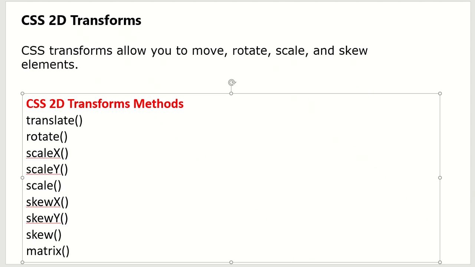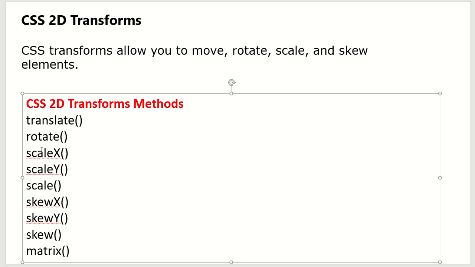Hello everyone. So our today's topic is all about CSS 2D transforms. CSS transforms allow you to move, rotate, scale and skew the elements. So here we have different methods under this 2D transform.